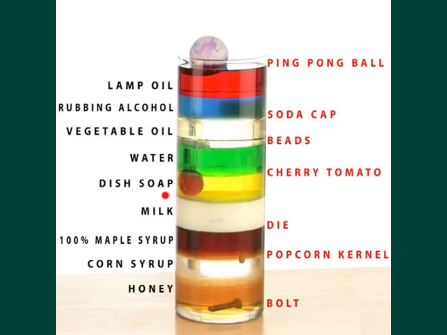In the dish soap, we see that we have a cherry tomato that's floating, and that's because the cherry tomato is less dense than the dish soap. All the way at the bottom of the container, we have a bolt. The bolt is the most dense material, and the most dense liquid is the honey. So if something is less dense, it floats, and if it is more dense, it sinks.